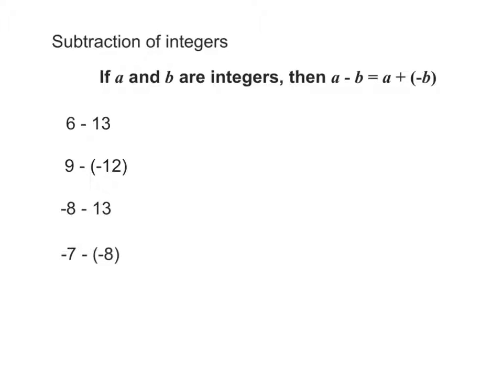All right, let's go ahead and look at subtraction of integers next. Subtraction and negative numbers are really the same thing. You can see up here on this important statement, if a and b are integers, then a minus b is equivalent to a plus a -b. So let's look and see how that affects subtraction of integers. On this first one, 6 minus 13 is just like 6 plus a -13.